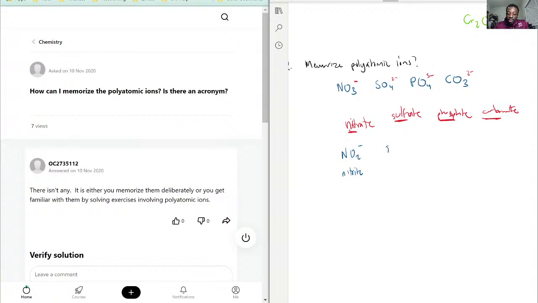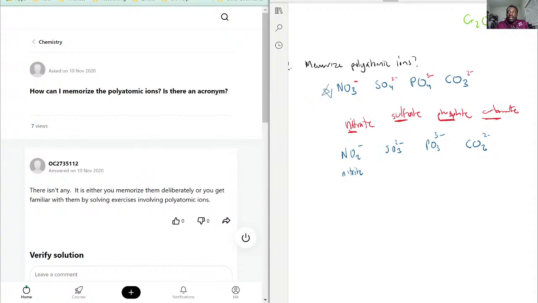So then sulfite will be SO3 2 minus. Phosphite will be PO3 3 minus. And carbonite, which is a thing, is CO2 2 minus. Just take note that all I did was take away an oxygen, and bam, I have all the ites. The trick here is that because I'm familiar with these, it helped me break it down further into the other forms you can take.